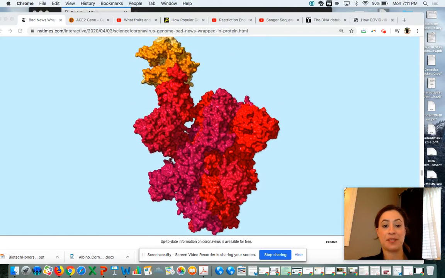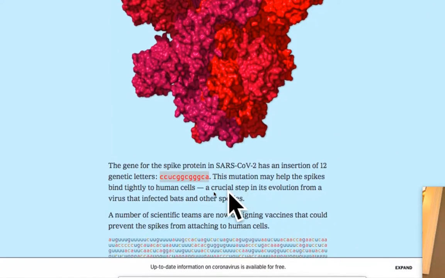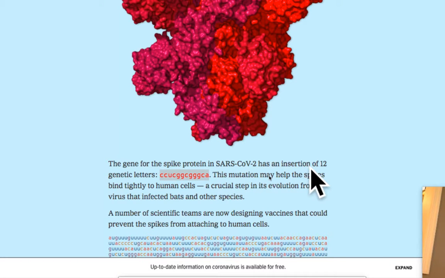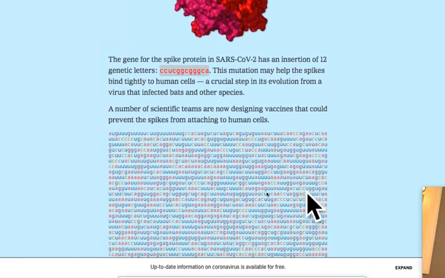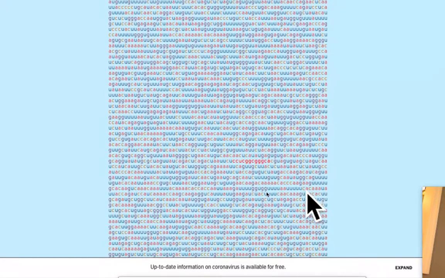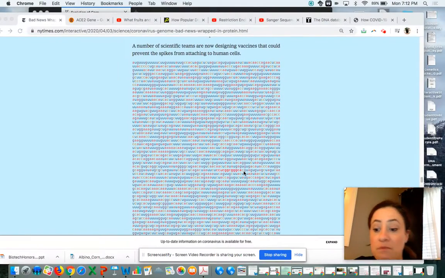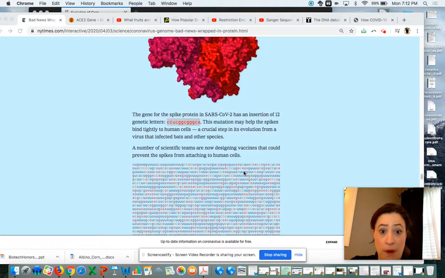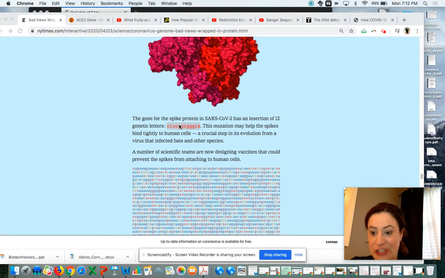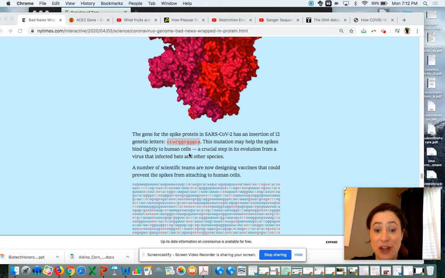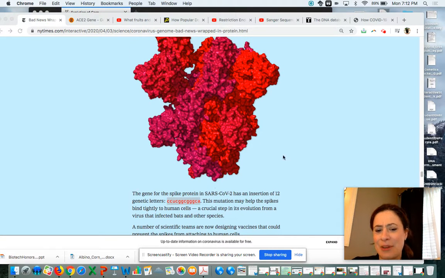So this is the spike protein. Now, the gene for the spike protein in SARS-CoV-2 has an insertion of 12 genetic letters: CCU, CGG, CGG, GCA. This mutation may help the spikes bind tightly to human cells, a crucial step in its evolution from a virus that infected bats and other species. A number of scientific teams are now designing vaccines that could help keep the spikes from attaching to human cells. And that's the mutation right here. So this virus had one particular mutation, and we talked about insertions and additions. This changed the structure of this protein, and it's a spike protein. And I mentioned something called ACE2.